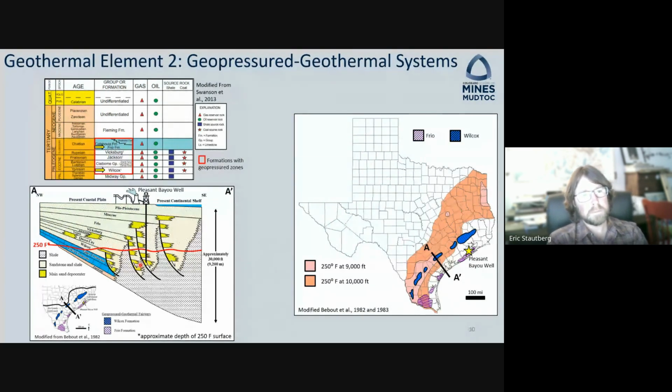And in the late 1970s, the Department of Energy and Bureau of Economic Geology actually drilled into one of these for geothermal energy, this Pleasant Bayou well, just south of Houston. And between the hot water they produced and the methane that they produced, they were able to produce about 1 megawatt of electricity from this vertical well that only perfed like a 60-foot zone in this sandstone. So it was a great proof of concept for geothermal energy on the Gulf Coast and in these hot sedimentary aquifers.